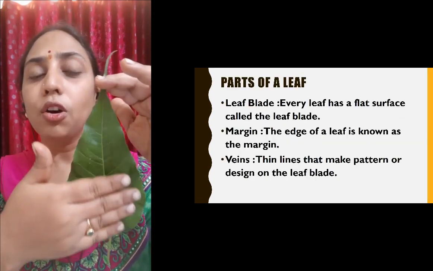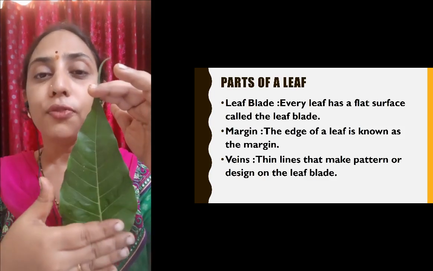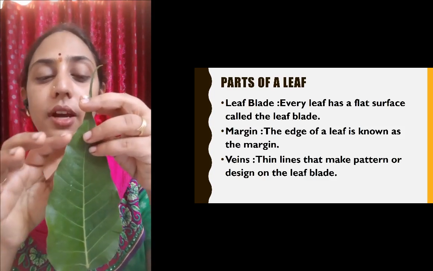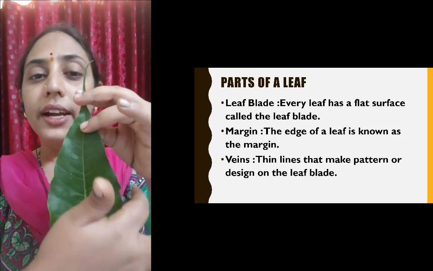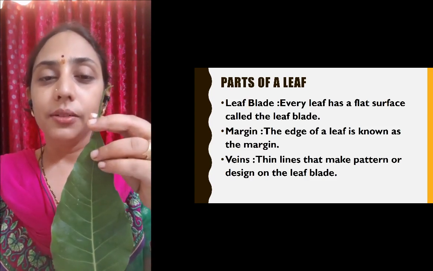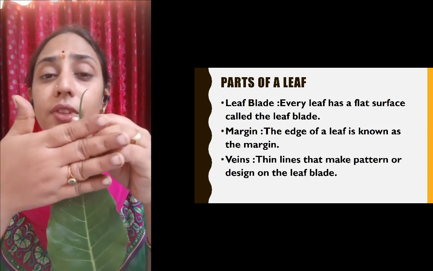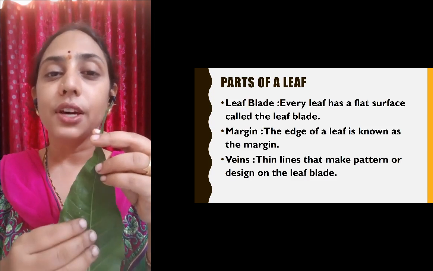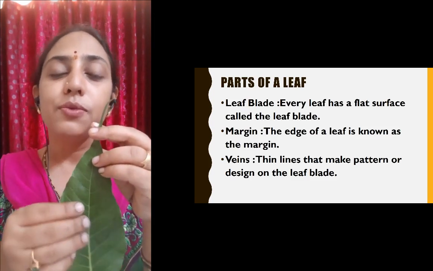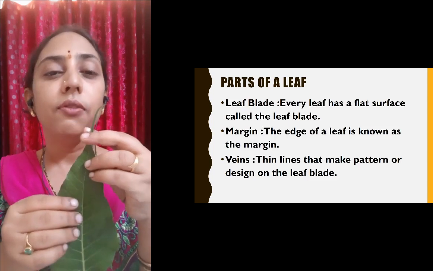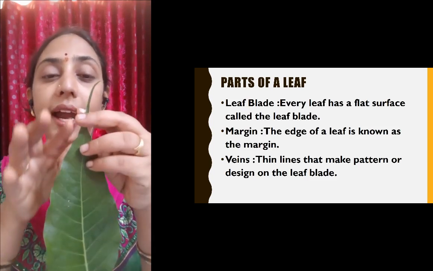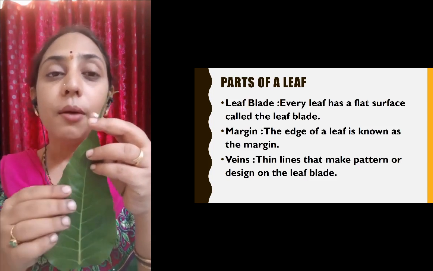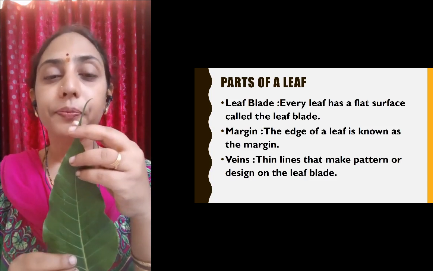The flat part of the leaf, or the flat surface of the leaf, is called the leaf blade. You can see the edges of these leaves. The edges of the leaves are called margin. Some leaves have a smooth surface and some have a very rough surface. When we touch a leaf, sometimes we feel it is very smooth and sometimes very rough. In the same way, some leaves will have very smooth margins and some have very rough margins.